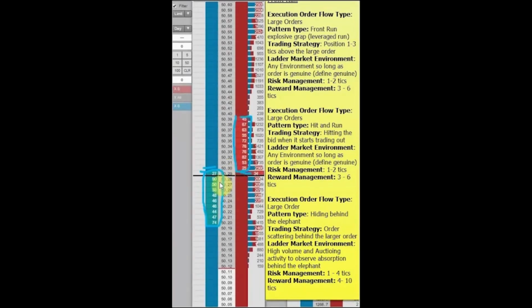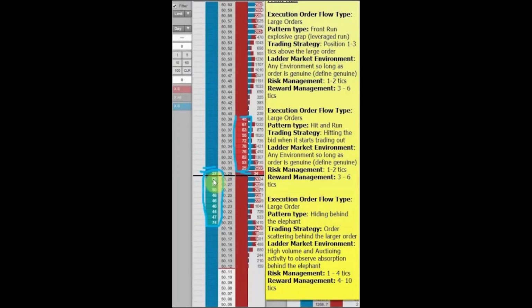So no significant large order that we're able to identify at this moment. But what we'll be looking for is a large order. As you'll see as I press play again on the video, you will have 3 strategies that we'll be trading here. Firstly, the front run explosive grab.